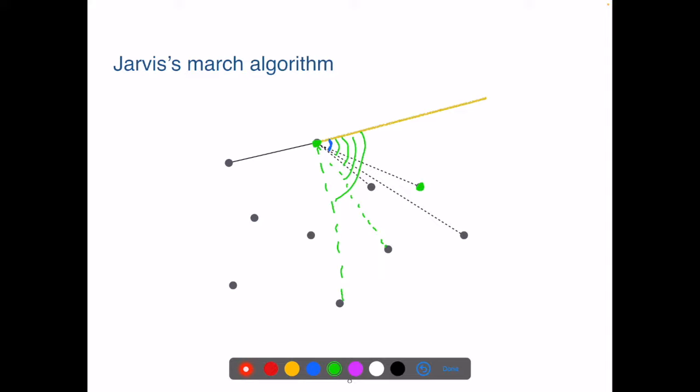For the second iteration and all future iterations, we actually need to include the starting point, the leftmost point, as one of the candidate points for selection, because ConvexHull circles back to the starting point.